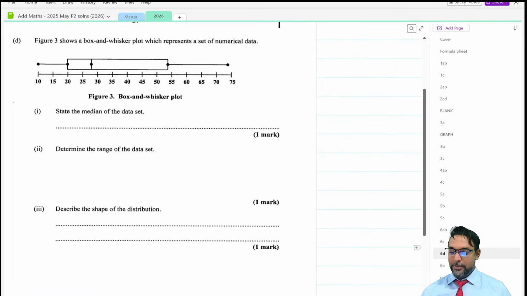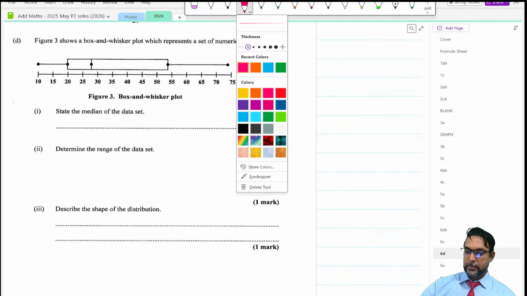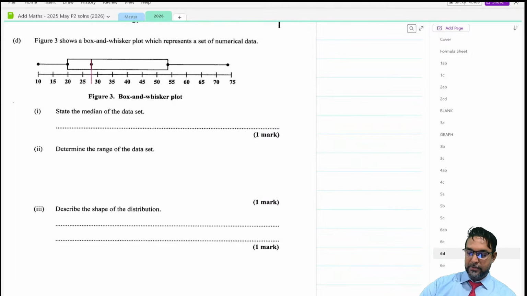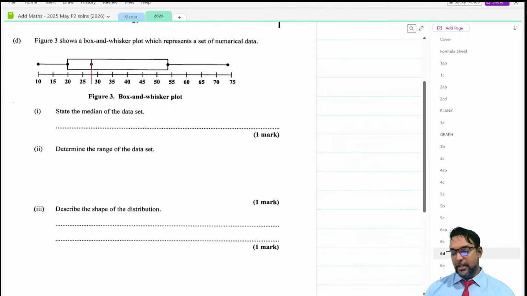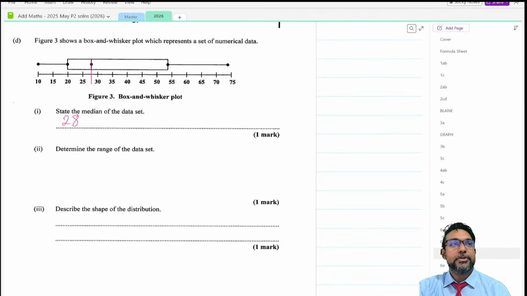Figure 3 shows a box and whisker plot which represents a set of numerical data. State the median. Well, that looks like it's 28 or so. It's a little above the halfway. If it was exactly halfway between, I would say 27.5. They'll accept a slight range.